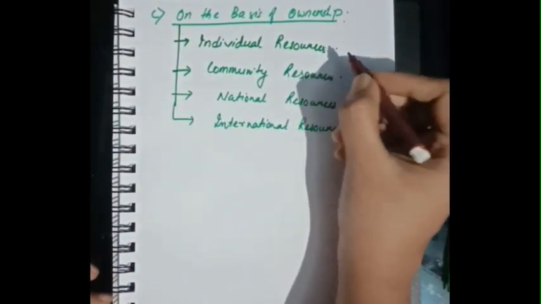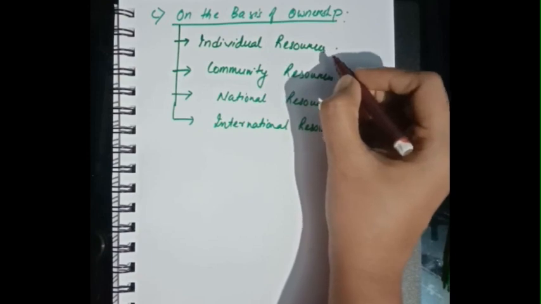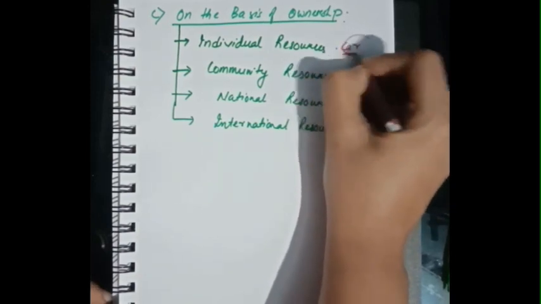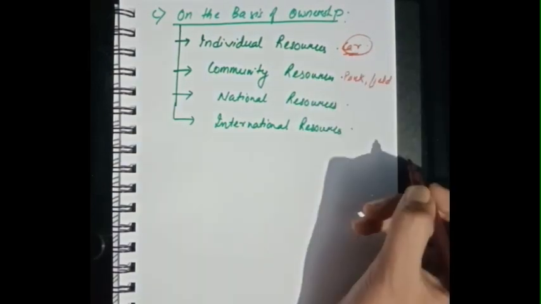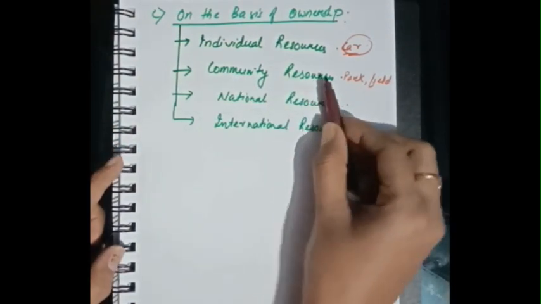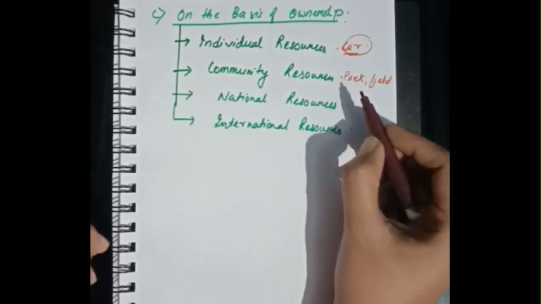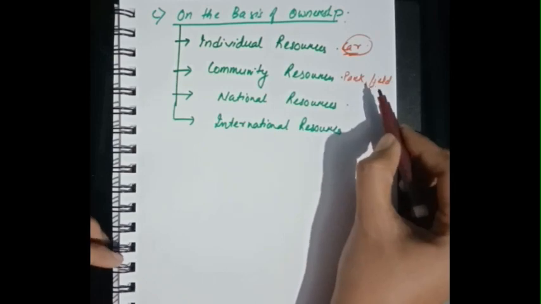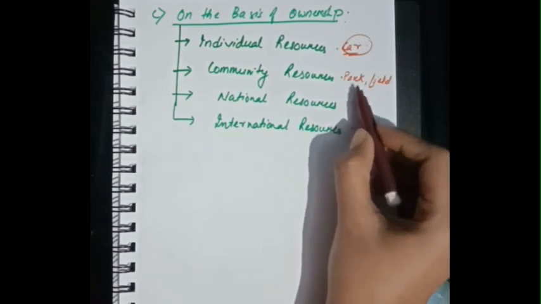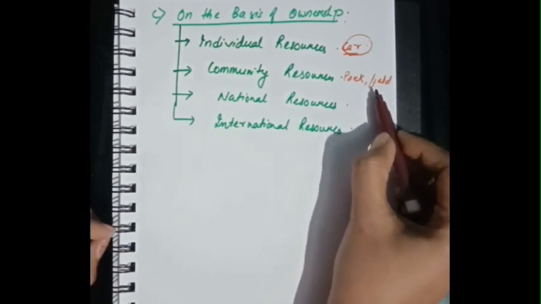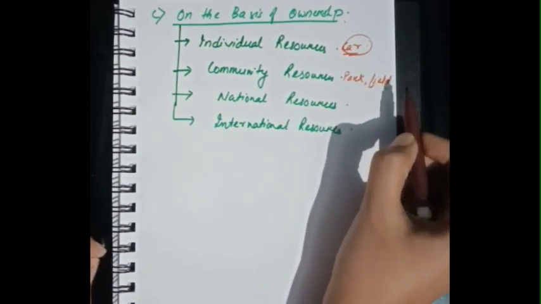Individual resources means those which are purchased privately by individuals. For example, my father has a car, so the car is the individual property of my father. Community resources means those resources which are accessible to all the members of society. For example, we have a park in our society where we go for a morning walk. This park belongs to the people of our society. Also, a grazing field near our home. This grazing field belongs to the people of the society.